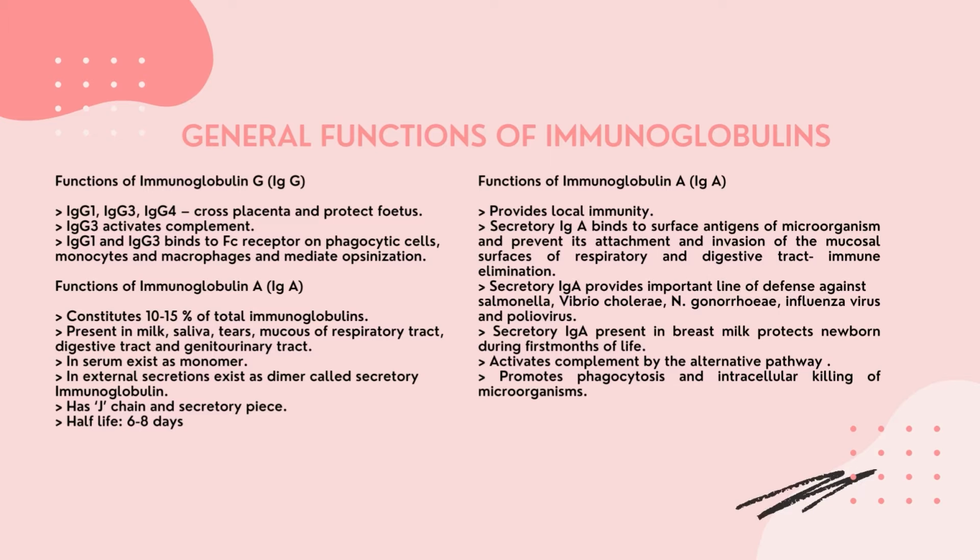Functions of immunoglobulin A, IgA. Provides local immunity. Secretory IgA binds to surface antigens of microorganisms and prevents their attachment and invasion of the mucosal surfaces of the respiratory and digestive tract. Immune elimination. Secretory IgA provides an important line of defense against Salmonella, Vibrio cholerae, gonorrhea, influenza virus and poliovirus. Secretory IgA present in breast milk protects the newborn during the first months of life. Activates complement by the alternative pathway. Promotes phagocytosis and intracellular killing of microorganisms.